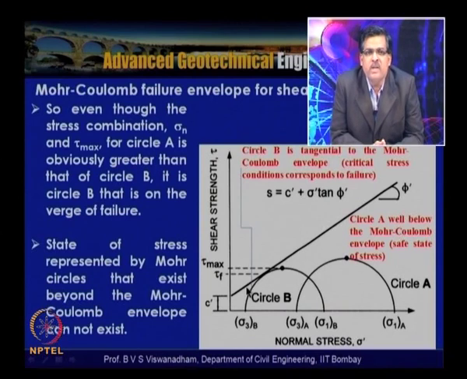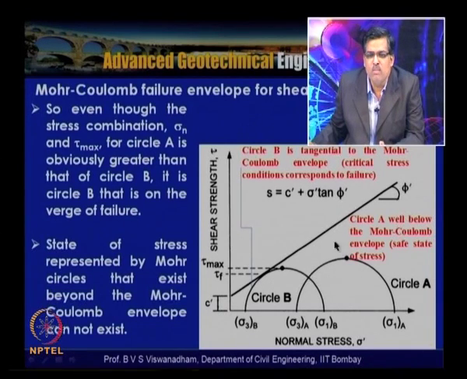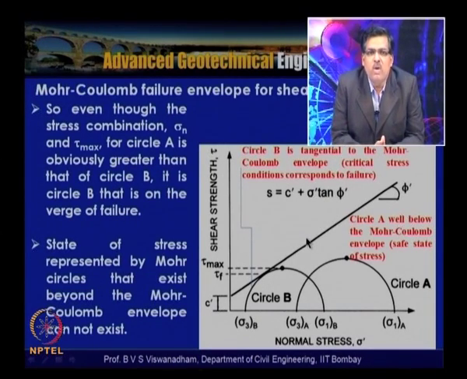So even though the stress combinations of sigma n and tau max for circle A are greater than those of circle B, it is circle B that is on the verge of failure. Circle A is in a safe state of stress. The state of stress represented by Mohr circles that lie beyond the Mohr-Coulomb envelope cannot exist. If a Mohr circle were above the failure envelope, it would indicate that failure had already taken place.